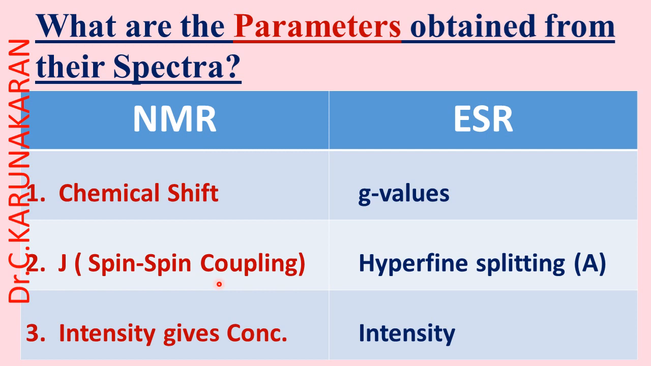We have seen the comparison table. We'll see further. And the intensity of the peak, for example, gives the number of types of protons, for example methylene protons. The intensity also gives the concentration of the sample. The area under the curve will give the concentration of the sample. So NMR and ESR can be used as an analytical tool.